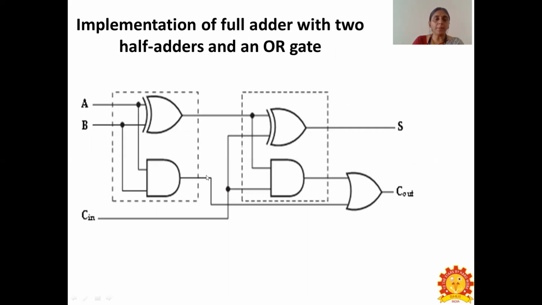And here the implementation of full adder is shown involving 2 half adders and an OR gate. So you can see here the A input and B input are given to the XOR gate, and to find the sum value we are using one more XOR gate. So we involve 2 XOR gates in finding out the sum, and in finding out carry we involve an AND gate and an OR gate.